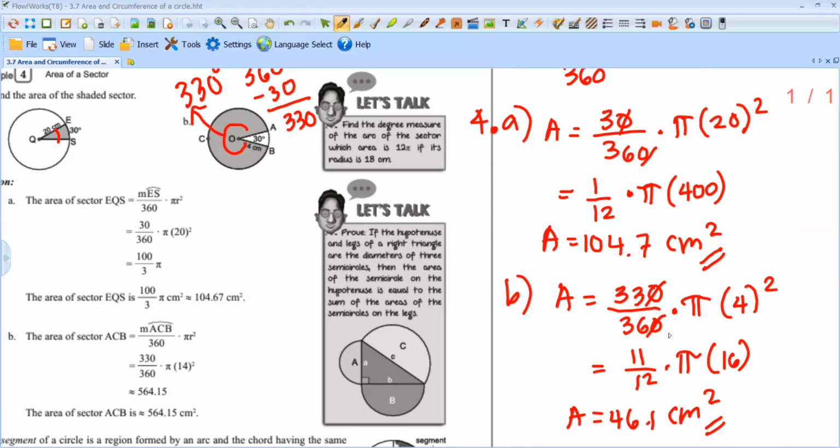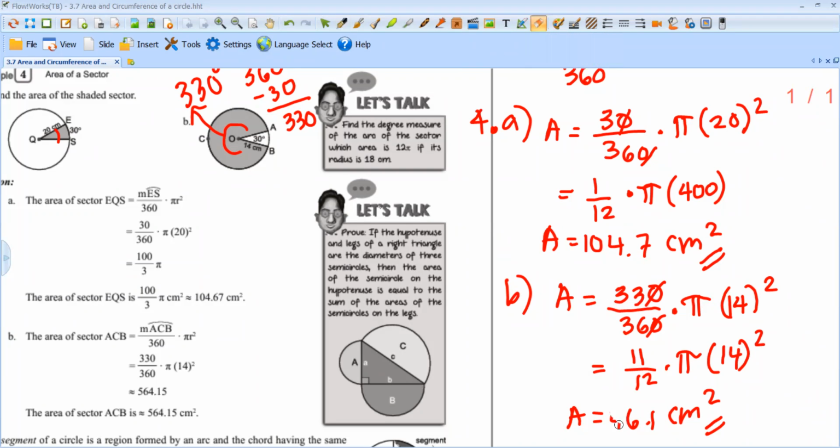Is it? 330 over 360. That's 14. Yeah, because I covered it. All right, so let's change it to 14. That's why it's smaller. So let's change it to 14 squared, which is not actually 16. So this we change. So that's 14 squared. So 14 squared, which is actually 564.4.